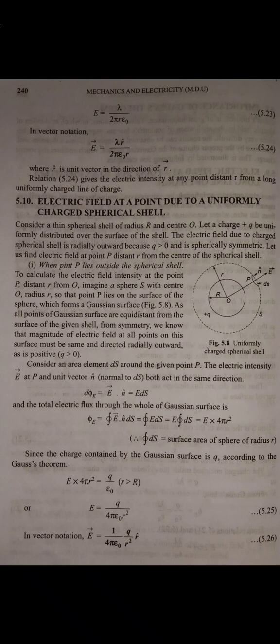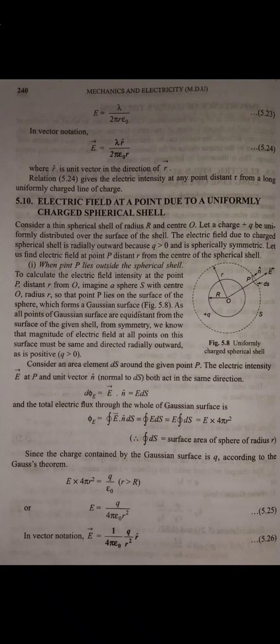Consider an area element ds around the given point P. The electric intensity E vector at P and unit vector n cap normal to ds both act in the same direction. D phi E is equal to E vector dot n cap ds is equal to E ds, and the total electric flux through the whole Gaussian surface is phi E is equal to integral over a closed surface of E vector dot n cap ds, which is equal to integral over a closed surface of E ds, which is equal to E times integral over the closed surface of ds, which is equal to E into 4 pi small r square.